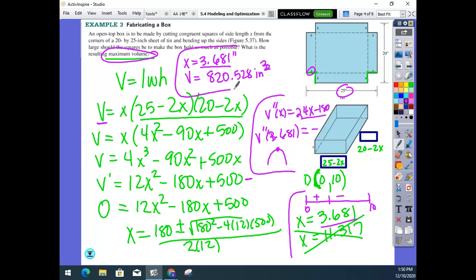So this is our final answer, but you get points for finding the equation, for taking the derivative, setting the derivative equal to 0, finding the points that maximize or minimize. You've got to prove it using the second derivative test or sign diagrams, and then you have to answer the question.